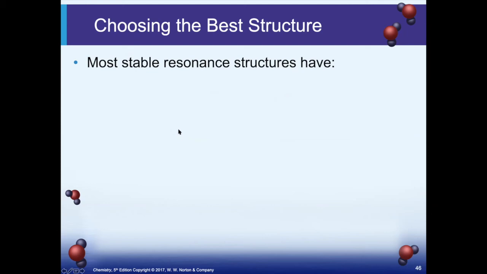But before we do that, let's review the rules that are going to tell us which one is the best, which one is the most stable, which one is the Lewis structure that closest resembles what we actually see in this molecule. First of all, the Lewis structure that has all formal charges equal to 0 is going to be the best one, or as close as possible. You want as many formal charges to equal 0 as possible. That's one thing you definitely want to look for.